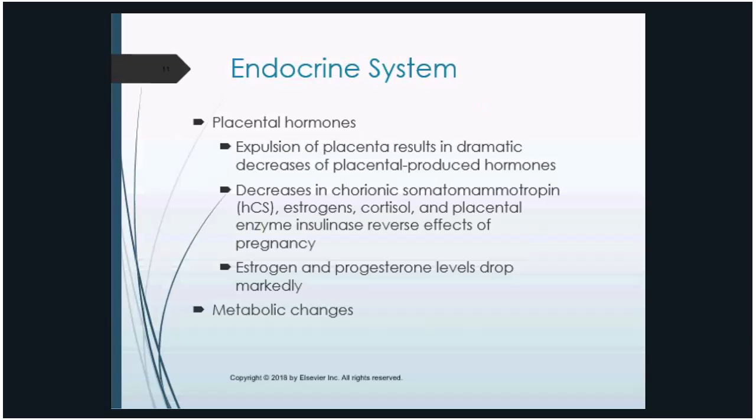Placental hormones. The expulsion of the placenta results in dramatic decreases of placental produced hormones. So the decreases in the chorionic somatotropin, mammotropin, estrogens, cortisol, and placental enzymes reverse the effects of pregnancy. So estrogen and progesterone levels will drop markedly, and metabolic changes will begin.